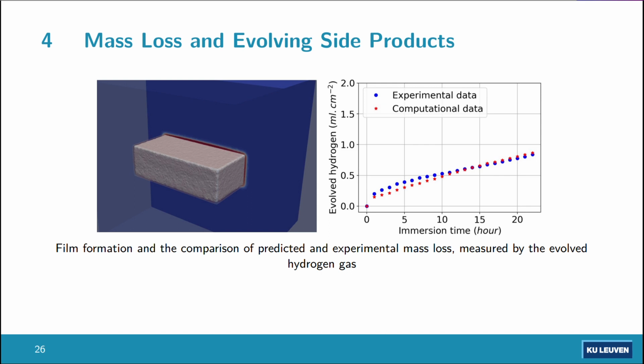And here is the result that shows how the side product is evolved, which is a way indeed to assess and monitor the degradation instead of a direct mass loss measurement. And on the left, the formation of the film can be observed. On the right, the comparison between the experimental data and computational data which are predicted by the model.